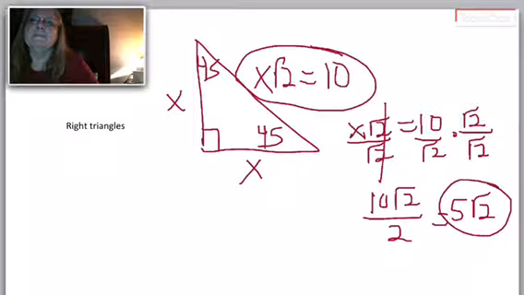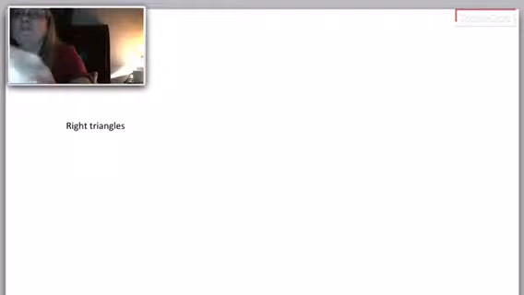Okay, so let's look at one problem then that the pattern itself won't be as obvious, but how we would solve for it.